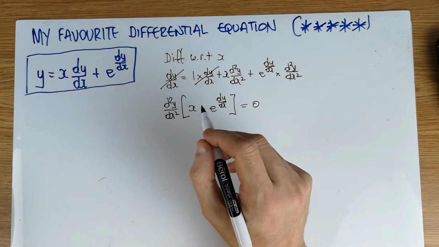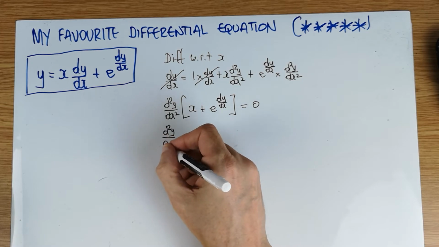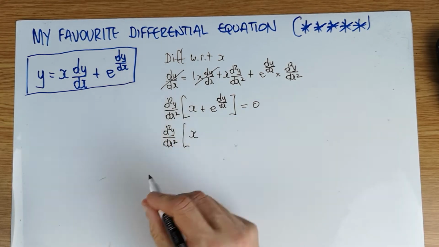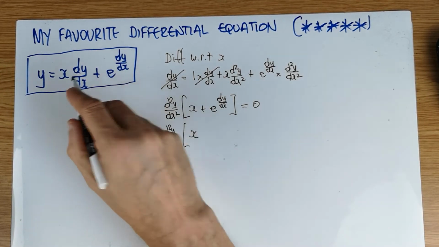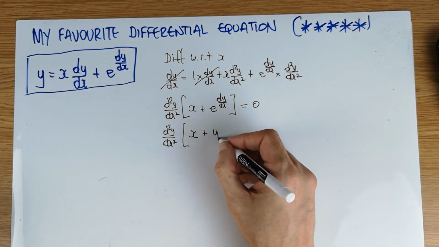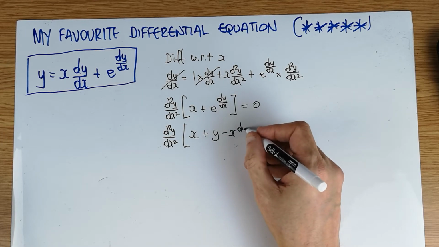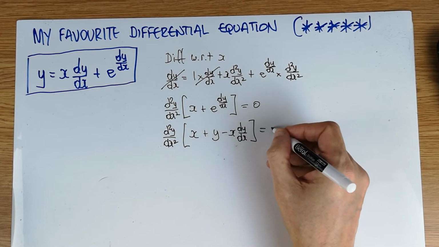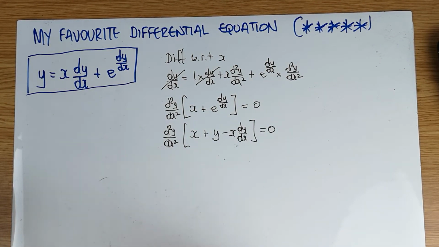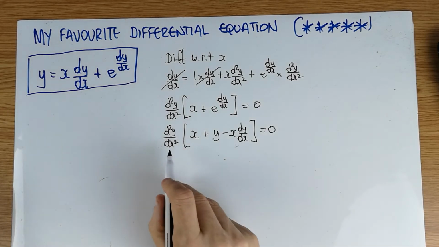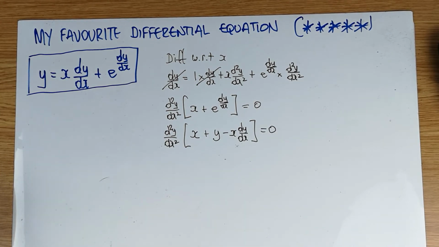But if you look carefully at the original differential equation and rearrange it, this quantity is in fact y minus x dy by dx is equal to 0. So I'm going to split this particular differential equation into that is equal to 0 and that is equal to 0, and hope for the best.